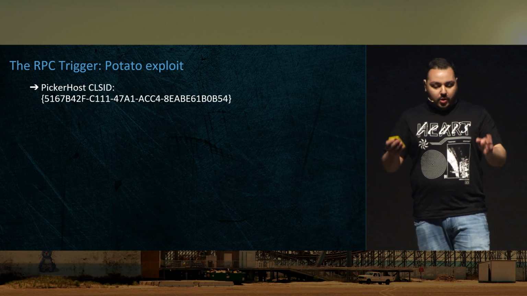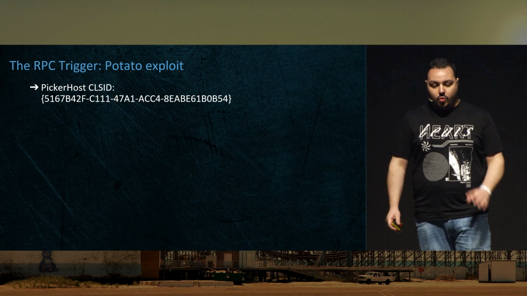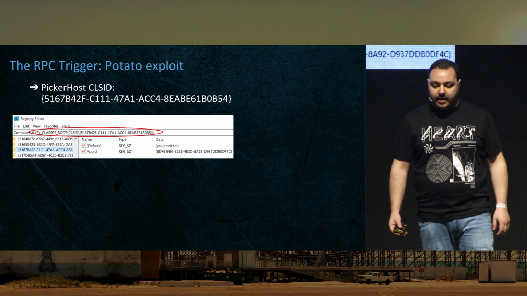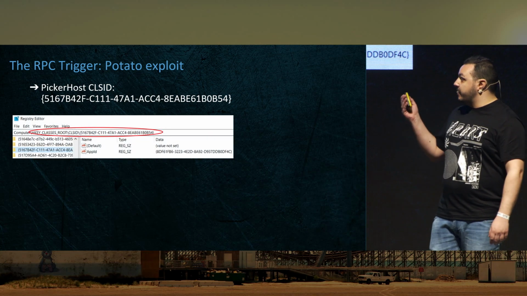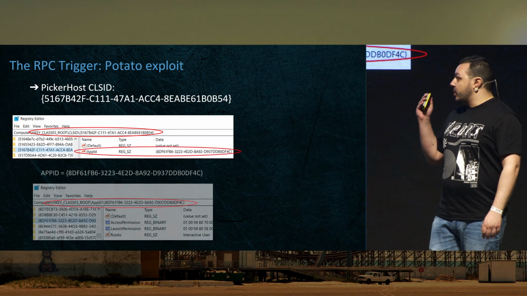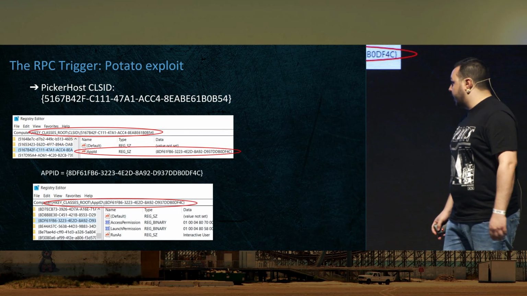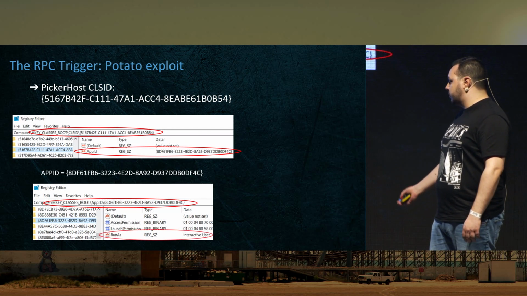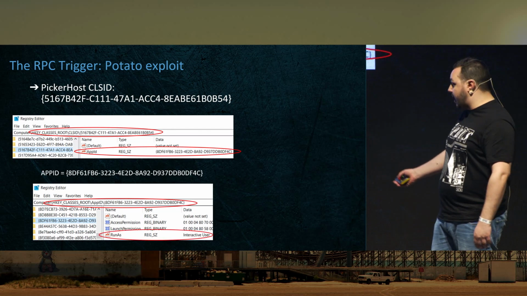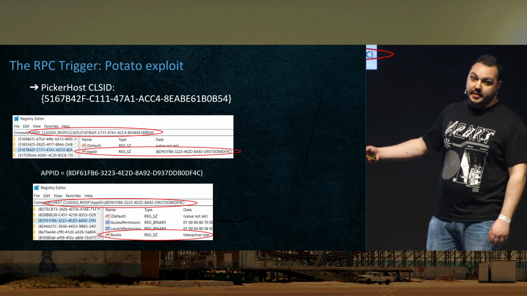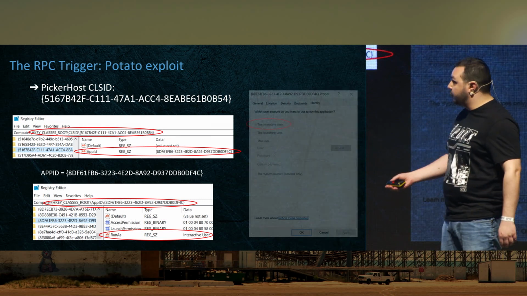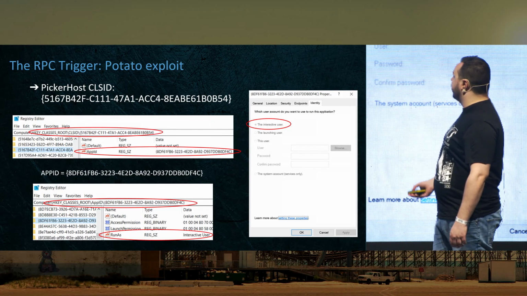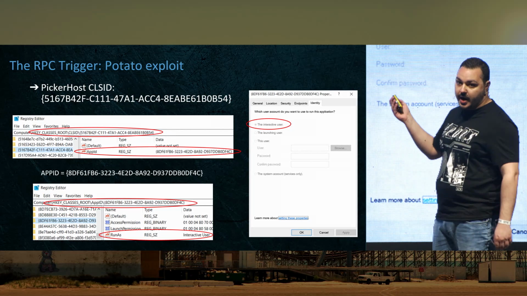This is, for example, the PickerHost CLSID. If you want to identify one vulnerable CLSID, you take the AppID, and from the AppID you can pivot and go to the registry key, and you can see that there is this particular value that says you have to be run interactively, okay? Or if you prefer the DCOM configuration, you can see that the interactive user identity is specified on the object.